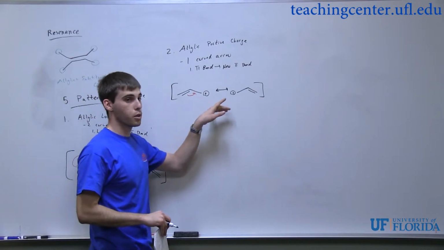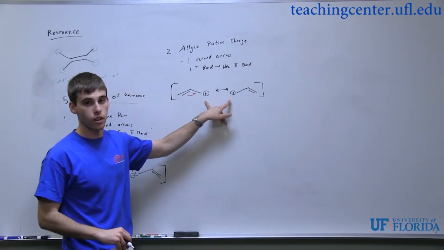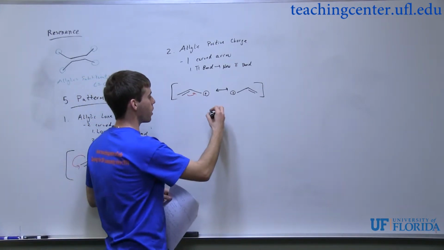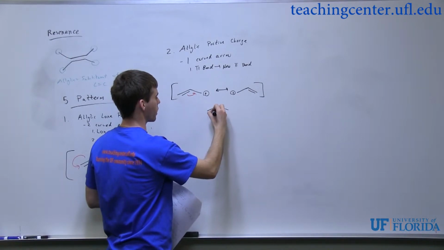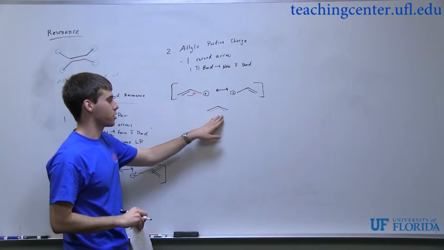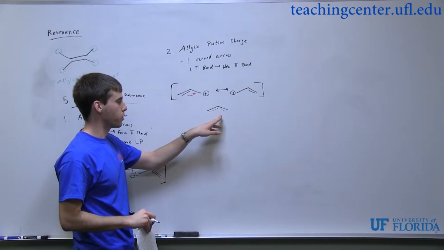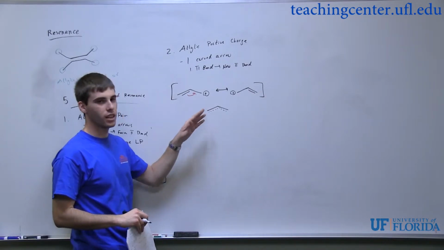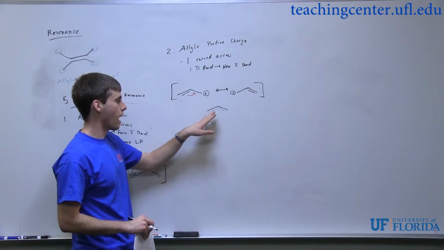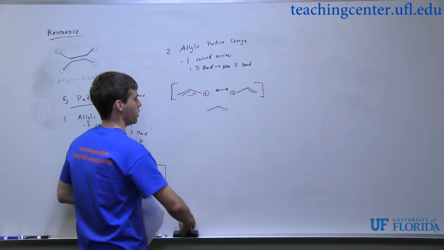And notice what I said before with resonance: neither one of these is the molecule. They're both the molecule. If I were to draw what the molecule actually looks like, this is the closest thing you could come to, because the position of this pi bond is moving based on that positive charge. So it's kind of the average, like the average of all those resonance structures. Okay.